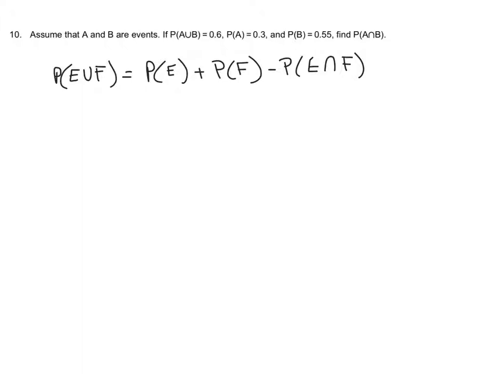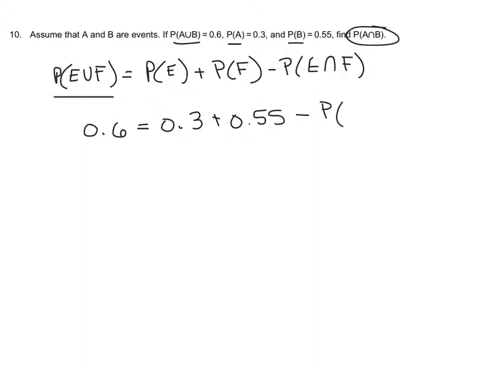This formula just says that the probability of the union equals the probability of one event plus the probability of the second event minus the probability of the intersection. So we'll just plug in the values that are given to us and then solve for the unknown. So we know that the union is 0.6. We're told that the probability of the first event is 0.3. The probability of the next event is 0.55. And then we want to find the probability of the intersection. And I'm going to use A and B since that's what the problem used.